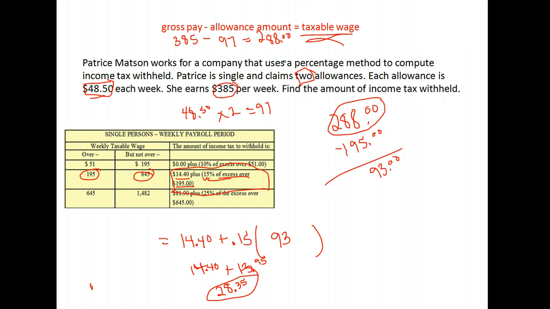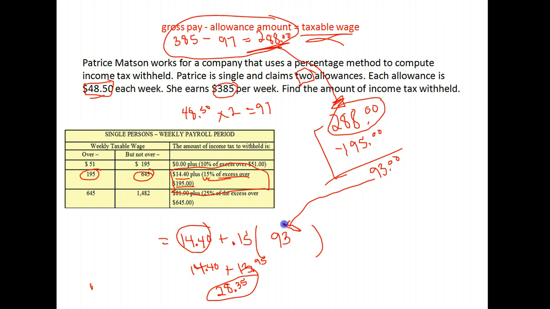Okay, so for this one, we had to first find out what she was taxable on. So we had to subtract her allowances. We found she was taxed on $288. Then we come over here in the table, she's charged $14.40 plus 15% of everything over 195. So we found out how much we had over 195, plugged it in here, and we found our solution.